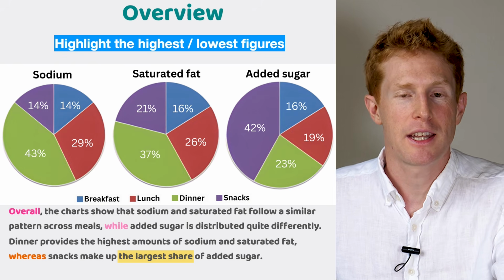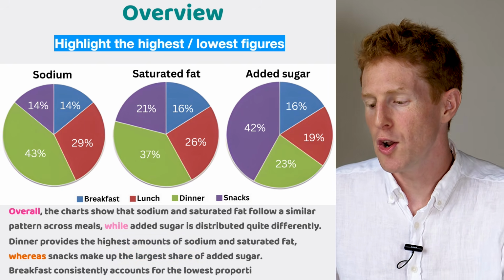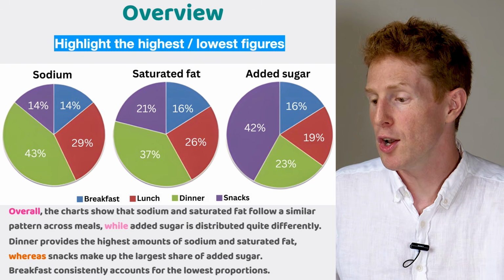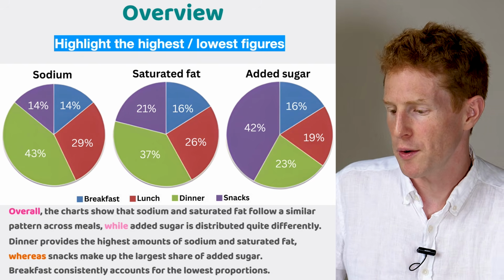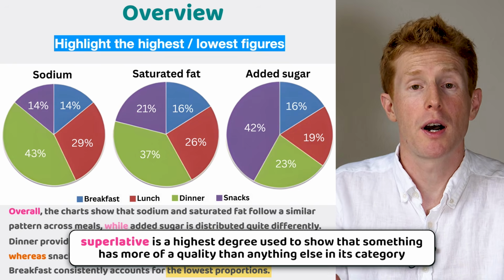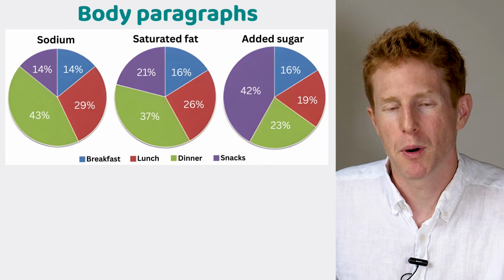Now we could end here. That would be a great overview. However, I'm going to increase the score by adding that breakfast consistently accounts for the lowest proportion. So as well as talking about the highest, I'm talking about the lowest proportions as well. And I use this nice phrase, the lowest proportions. Again, a superlative phrase. Now we've written our overview, it's time to go to the body paragraphs.